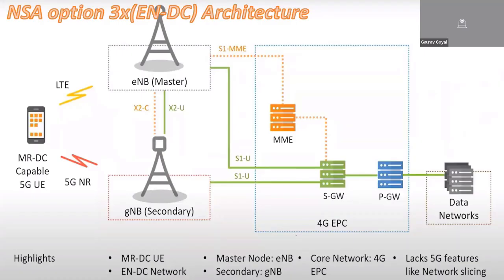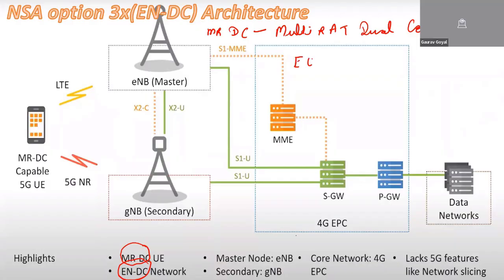Right. So here you see the term MR, and one term called MRDC. So what is MRDC? MRDC is multi-RAT dual connectivity. And you see one more term called ENDC. What is ENDC? ENDC is E-UTRA New Radio Dual Connectivity, right?